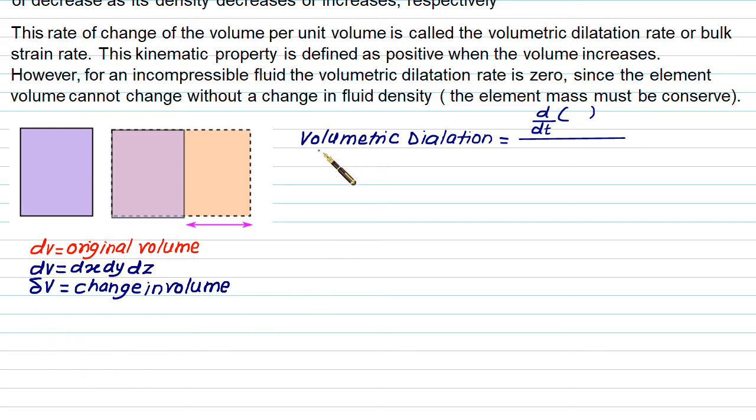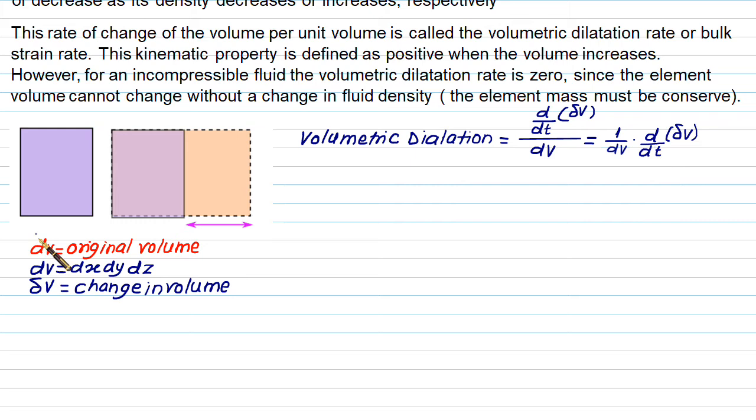So according to the definition of volumetric dilation, it is the rate of change of volume, that is delta V, per unit volume, that is dV. So delta V is the change in volume and dV is the original volume. So it is given as 1 by the original volume, and you have to take the derivative with respect to time, that is d/dt of the change in volume. So you are required to find the change in volume.